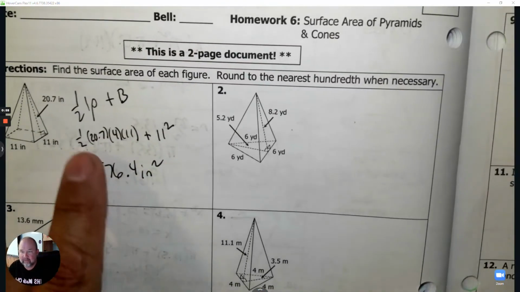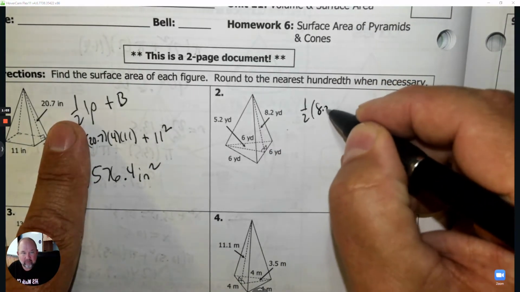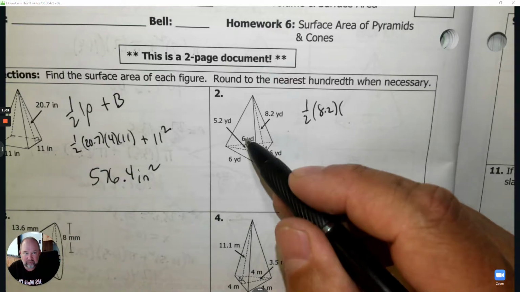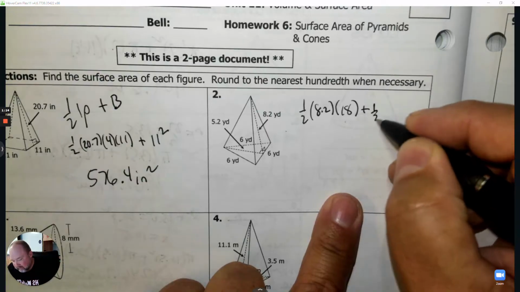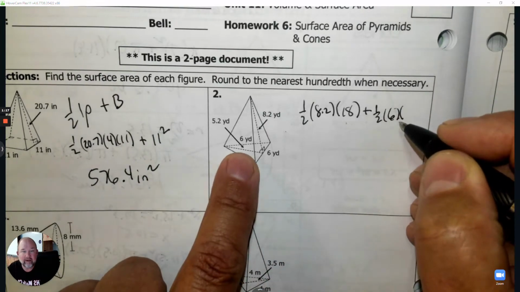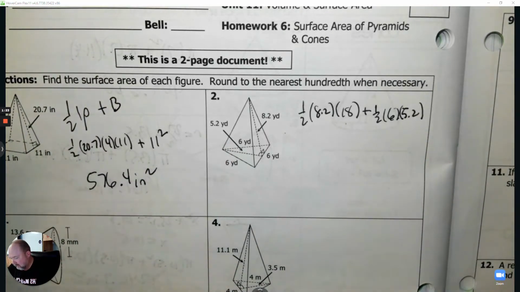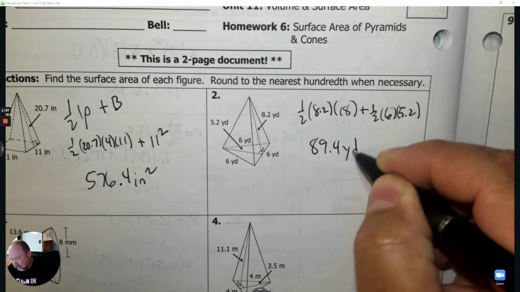Number 2. Again, I'm going to follow this formula. So it's 1/2. The slanted height is 8.2. And the perimeter, this is an equilateral triangle, so it's 6 plus 6 plus 6. That's 18. And then the area of the base, which is a triangle, so half the base times the height, which is 5.2. And then type that all in your calculator. So 0.5 times 8.2 times 18 plus 0.5 times 6 times 5.2, and I get 89.4 yards squared.